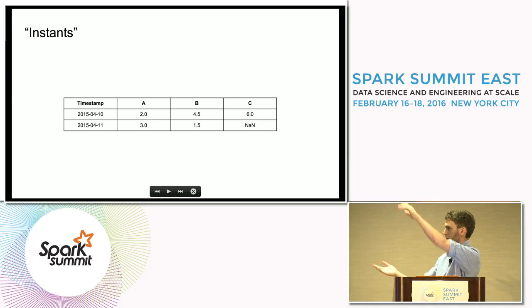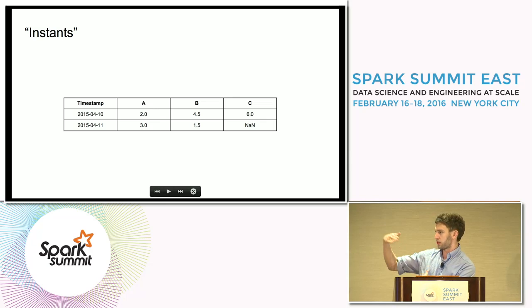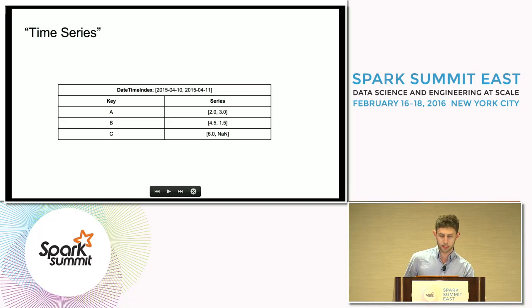Because the data is naturally partitioned by row, we end up with disjointed situations where, let's say, we have a partition boundary that lies between April 10th, 2015 and April 11th, 2015. It means that if we want to train some sort of time series model that looks at lagged versions of each variable, we're going to have to jump across that partition boundary in order to get the information that we need. So last of all, we introduce what we call the time series layout.